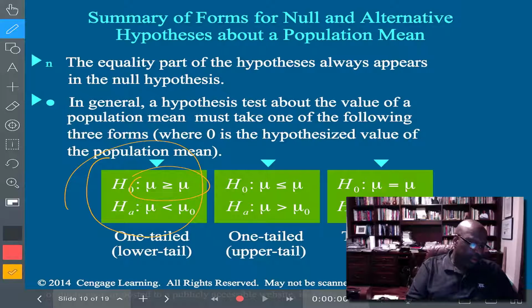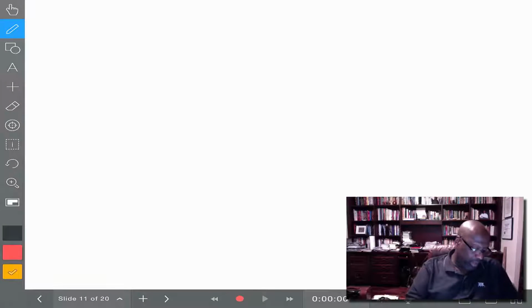Then we have the reverse of that, where we want evidence that the mean is actually greater than a particular value. So what we will do is assume that it is less than or equal to that value. The 0 should also be here as well, right? And then sometimes we want to prove that it is not equal to. So let me give you a scenario with our last problem, okay?